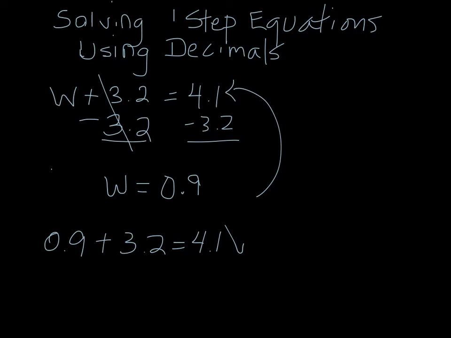Let's look at another example. In this one, we have W minus 3.2 equals 4.1. Notice the difference here is we are subtracting. We handle it just as we always did. We have to take care of all addition and subtraction first. That's the term with no variable.